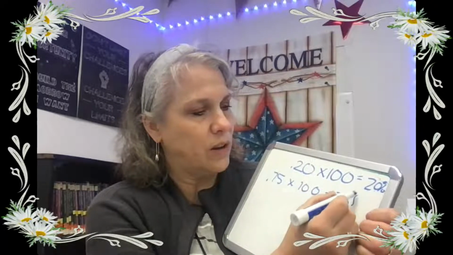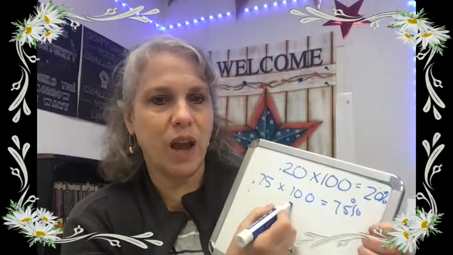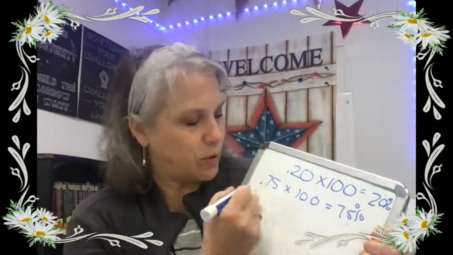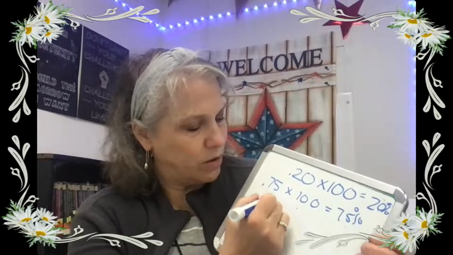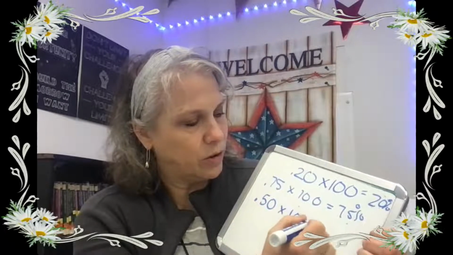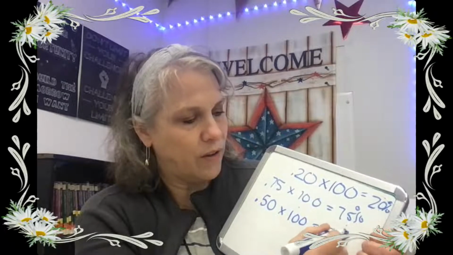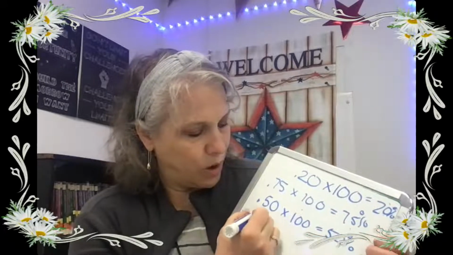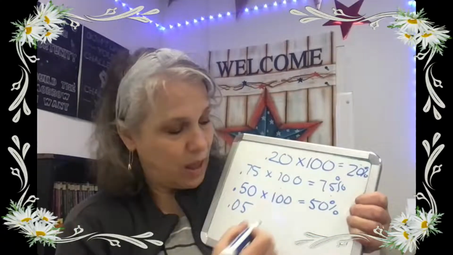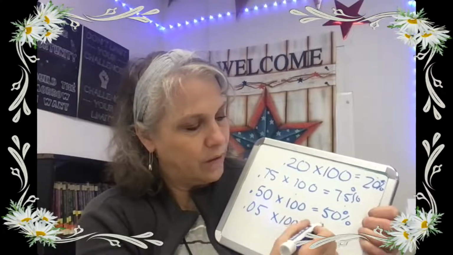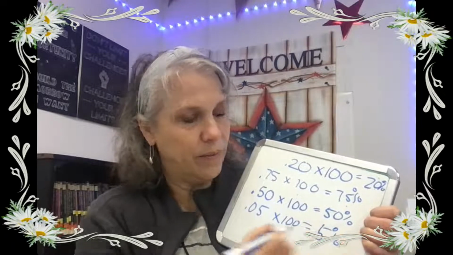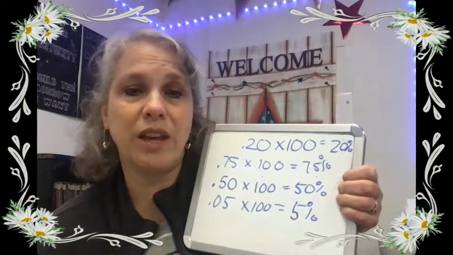So 0.75 times 100 equals 75%. If I had 0.50, I would still multiply it by 100 and I would get 50%. If I had 0.05, I still multiply it by 100 and I get 5%. So no matter what the decimal is, you multiply it by 100, no matter what.